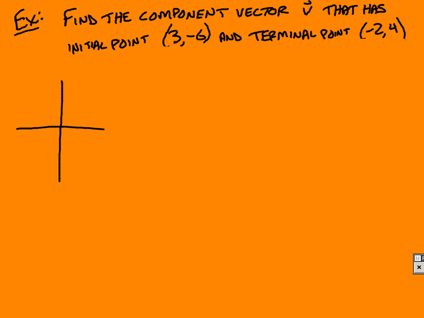So we would first try to just judge where these points would be. So 1, 2, 3, down -6, so somewhere around here is where P would be at 3, -6. And then up here somewhere is where Q, the terminal point of -2, 4 would be. So my vector, my directed line segment would look something like that. So we want to first find what the component vector is.